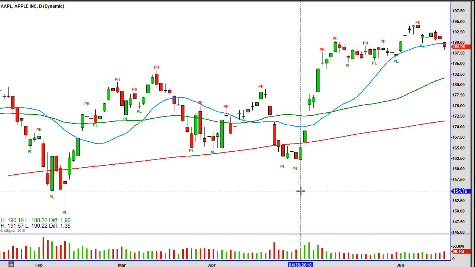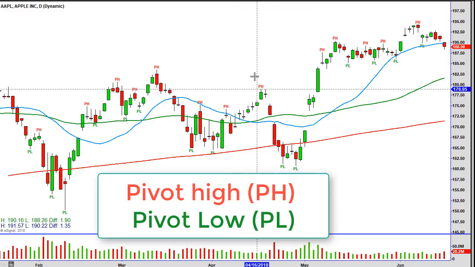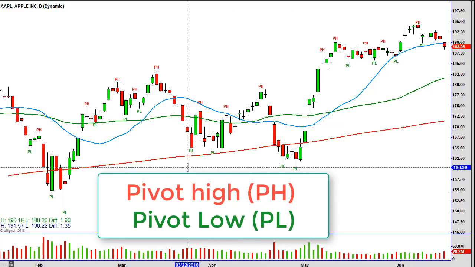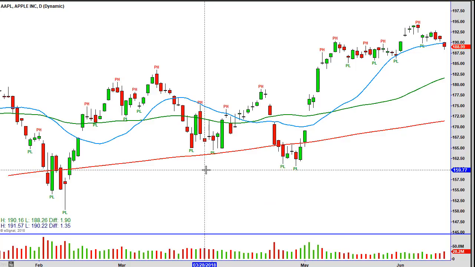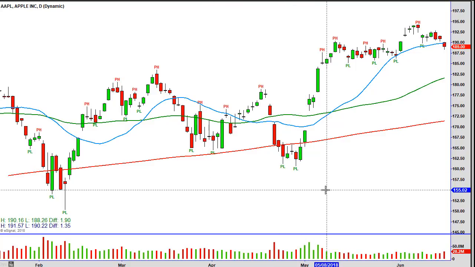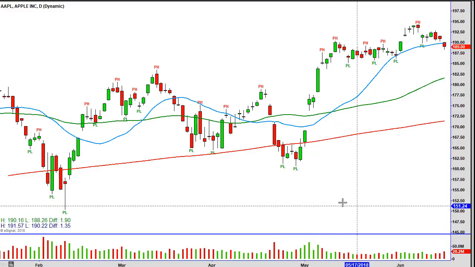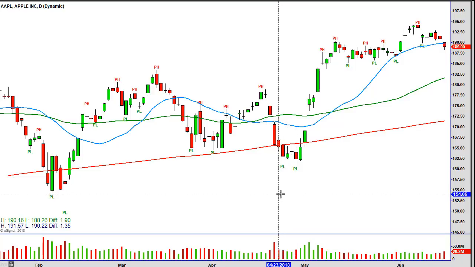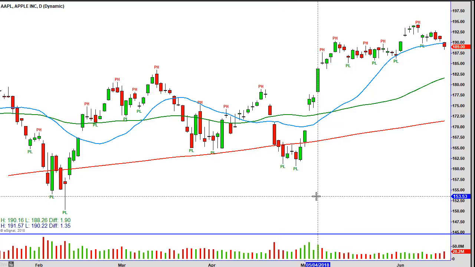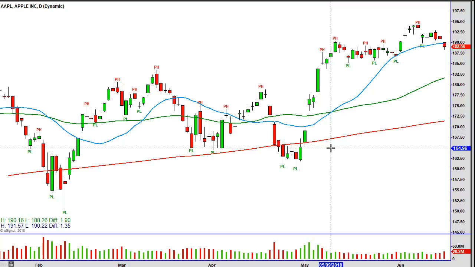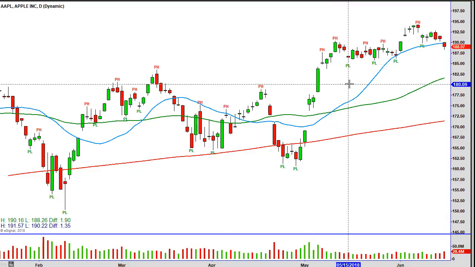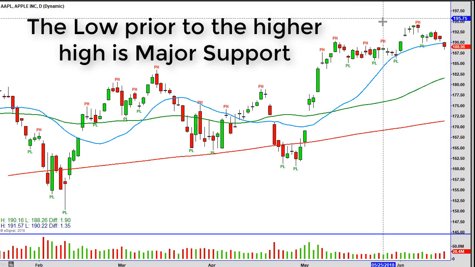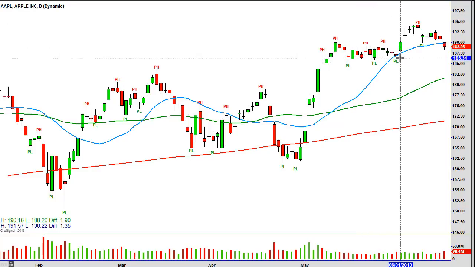What do these PH and PL mean? Pivot high, pivot low. And they're just marked off. What they simply tell us is that there are multiple bars to the left and to the right of that pivot or swing. Now, the way I use this in a very simple way is: is it making higher highs and higher lows based on swing highs and swing lows? If it's doing that, it's in an uptrend. If it breaks down what we call major support, the swing low prior to the higher high, it's no longer in an uptrend because it's not making higher highs and higher lows.